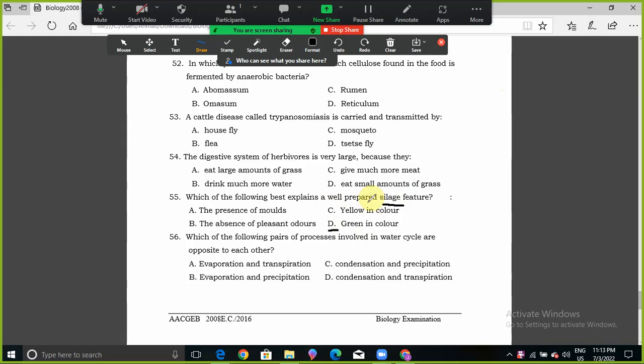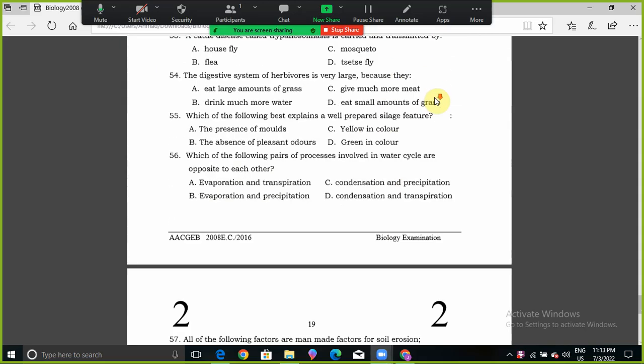Which of the following pairs of processes involved in the water cycle are opposite to each other? Evaporation and transpiration, evaporation and precipitation, condensation and precipitation, or condensation and transpiration? The correct answer for question number 56 is B, because the pair of opposite processes in the water cycle is evaporation and precipitation. Okay, now let's go for question number 57.